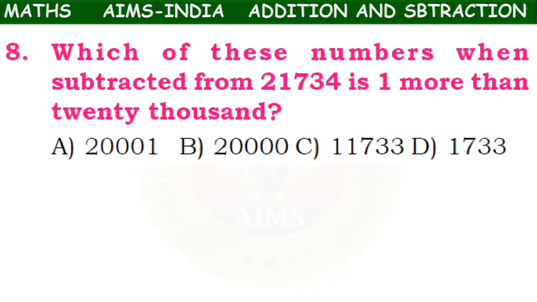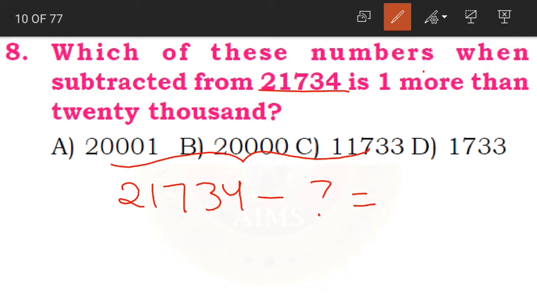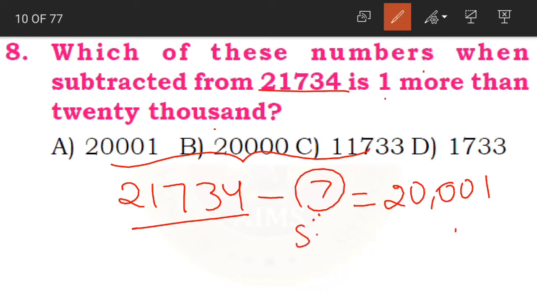Which of these numbers when subtracted from 21,734 is 1 more than 20,000? See, we are having this number 21,734. We need to subtract one number so that the difference is 1 more than 20,000. That means 20,001. When we subtract a number from 21,734, the difference should be 20,001. Here we are trying to find out the subtrahend.